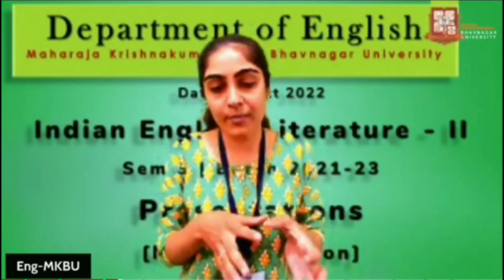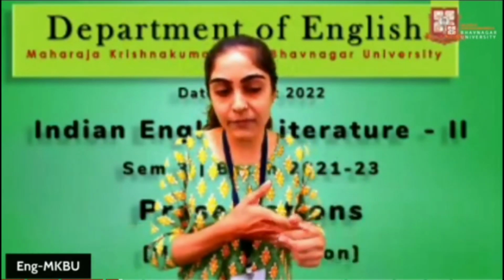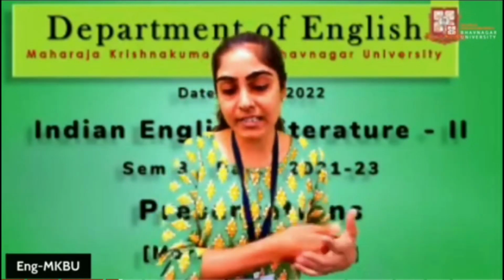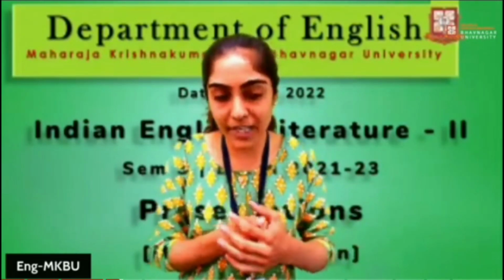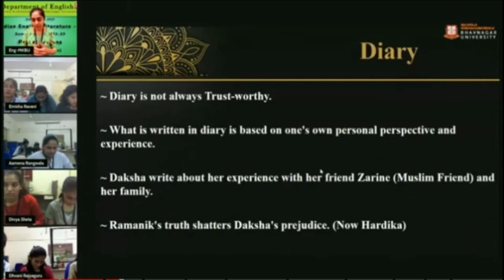But diaries are not always trustworthy, because they are based on one's own personal perspective and experience. Daksha believed that Zareen's family did something wrong to the family of her in-laws. But at the end, when Ramnik told her the truth of what happened in the past, Daksha's prejudice broke. Ramnik told her that it was not Zareen's family who tried to harm her family, but the family of Daksha who set fire to the shop of Zareen's father, because they wanted to establish their business there. So Daksha's diary is also not trustworthy, but the diary came as a symbol of history.